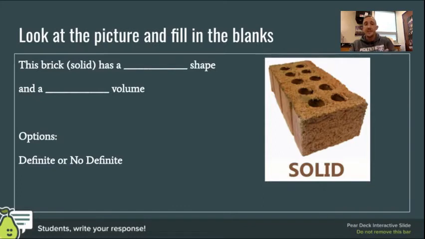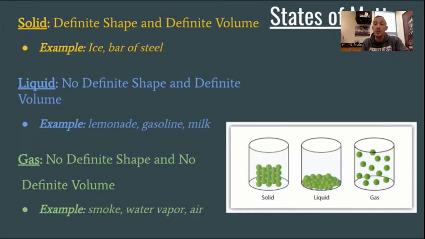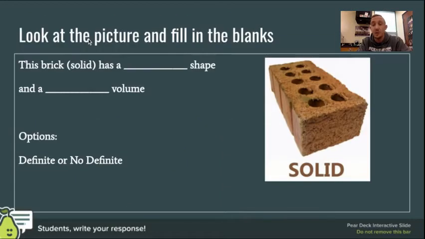Okay, so what you should have said is the brick is solid, so therefore it has a definite shape and it has a definite volume. Its shape stays the same because it's solid, and its volume is going to stay the same because it's solid. If you're unsure where to find that, it's in the back. It tells you right up here: solids have a definite shape and definite volume.